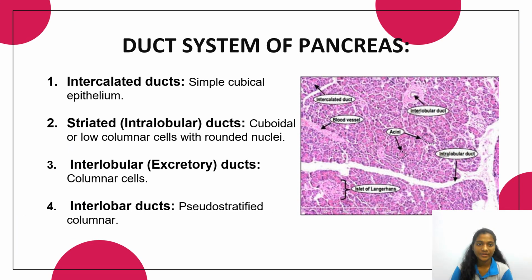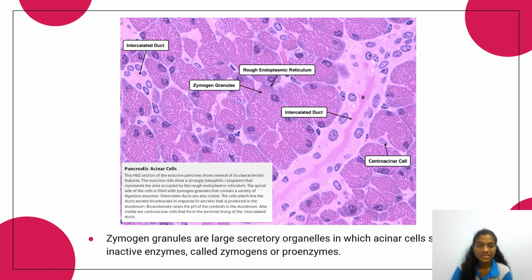Duct system of the pancreas. Intercalated ducts: simple cuboidal epithelium. Intralobular ducts: cuboidal or low columnar cells with rounded nuclei. Interlobular excretory ducts: columnar cells. Interlobar ducts: pseudostratified columnar. This is the microscopic image of a pancreatic duct.